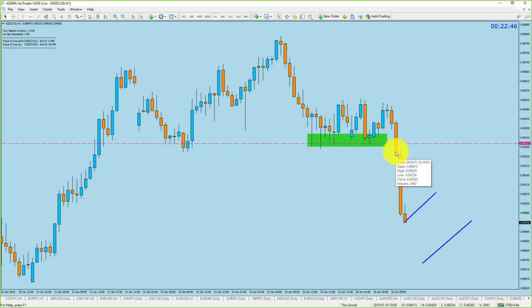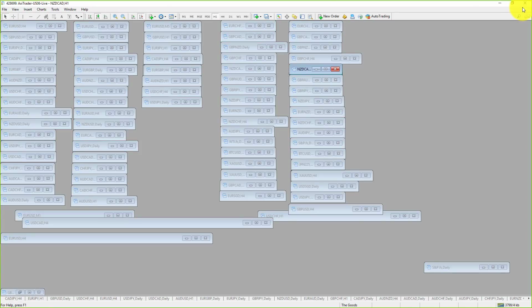This was the clue. Once it did that, you know, okay, it's going to break, and it did. It closed down below the zone, and then clearly we're off to the races. So that's a great example of multiple touches in quick succession. All right, let's move on to the next one.